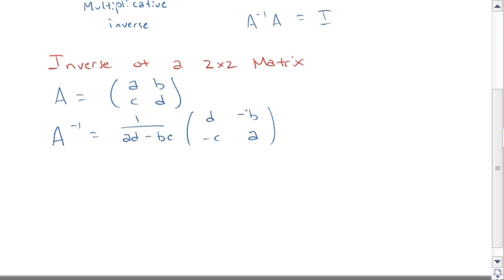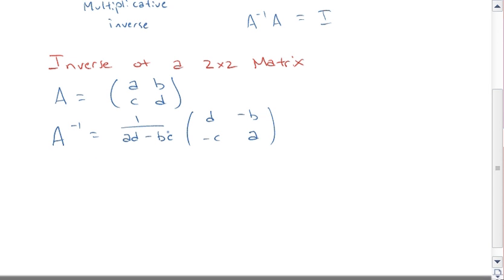Okay, so it might seem a little bit confusing at first, but all we've really done is switch D and A around. When we had A here, it became D. When we had D, it became A. And B became negative B, and C became negative C. Okay, so that's the inverse of our matrix. Now one more thing is this number at the front here is really important.